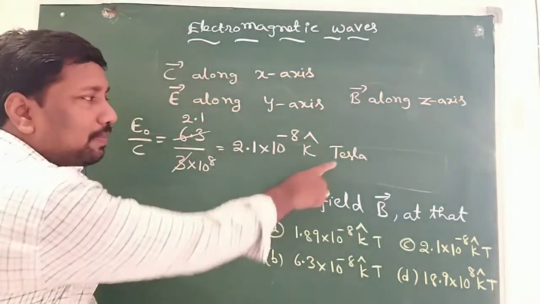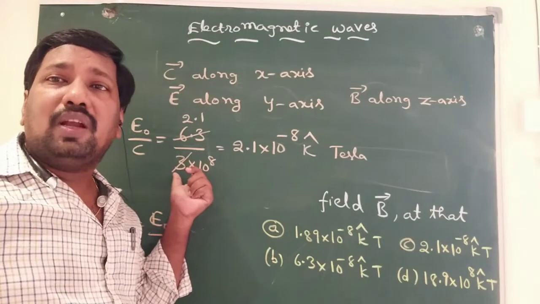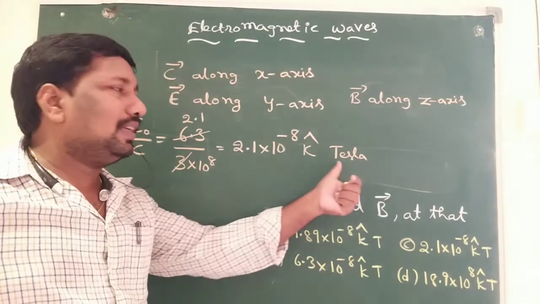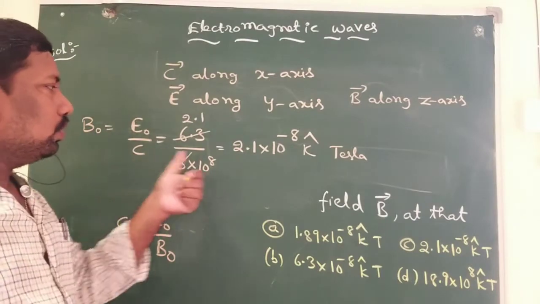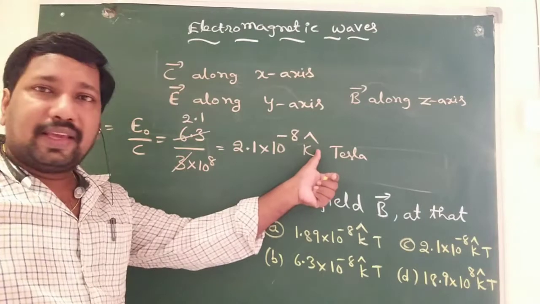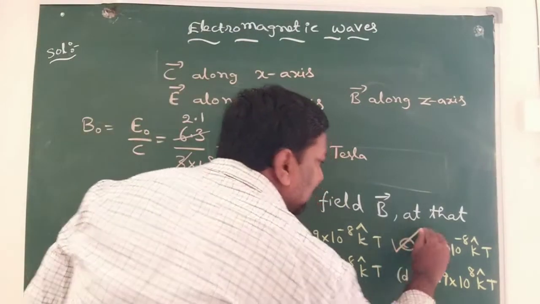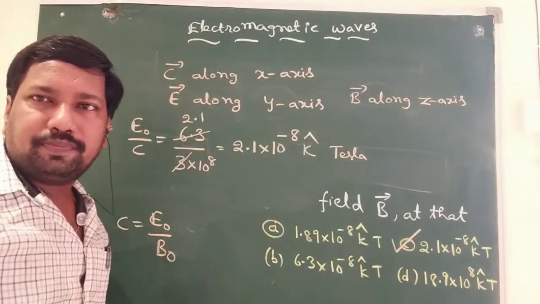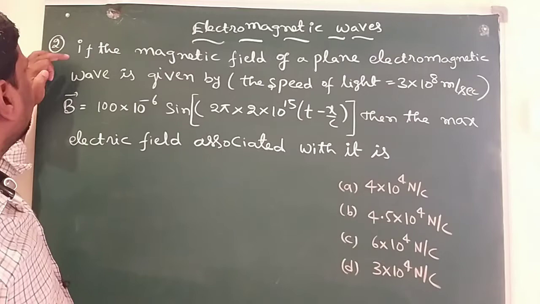Tesla. Here T does not mean time. It is a unit of magnetic field induction. Magnetic field strength is in Tesla. So therefore its answer is B naught equal to 2.1 into 10 power minus 8 k cap Tesla. So here the option is C.